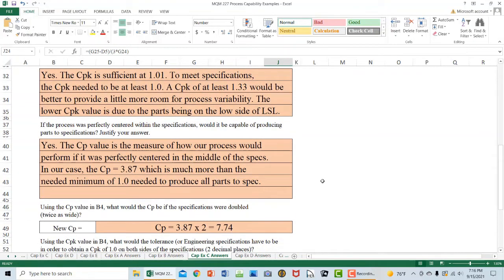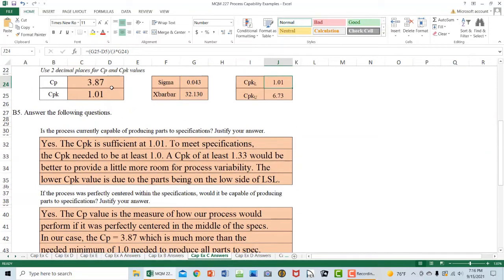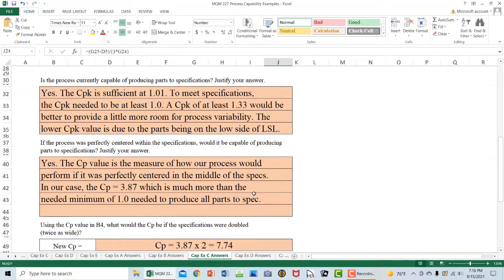Now, if the process was perfectly centered within the specifications, would it be capable of producing parts to specifications? Yes, indeed. The CP is the value of how our process would perform if it was perfectly centered in the middle of the specs. In an earlier example, I showed that when I actually put a number in to put it in the middle of the specification. In our case, the CP equals 3.77, which is much more than the needed minimum of 1.0. Definitely much more needed to produce all parts to spec. So yes, we are looking good.